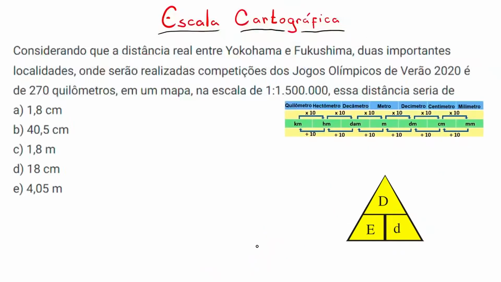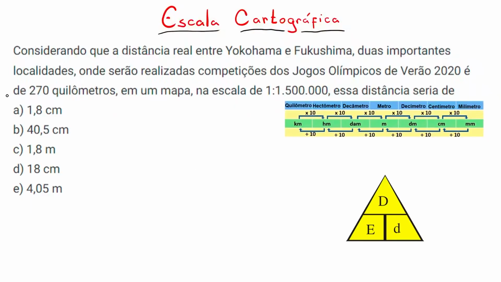All right then. Again, if you want to do this exercise and check if you got it right, pause the video, okay? Let's go. Considering that the actual distance between Yokohama and Fukushima, two important locations where the 2020 Summer Olympics will be held, is 270 kilometers, on a map with a scale of 1 to 1.5 million, this distance would be d. Okay, so notice here, what quantities do I have?